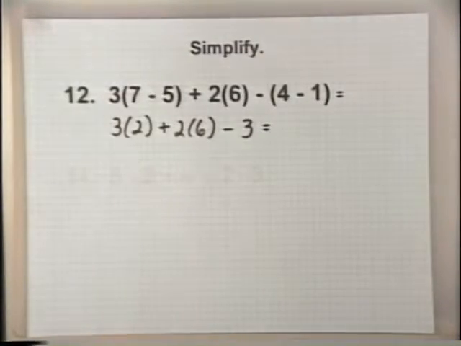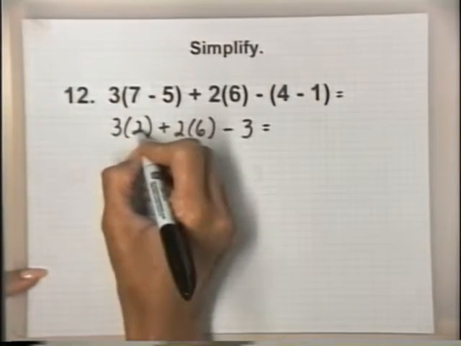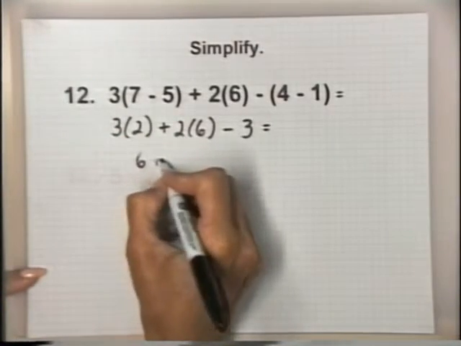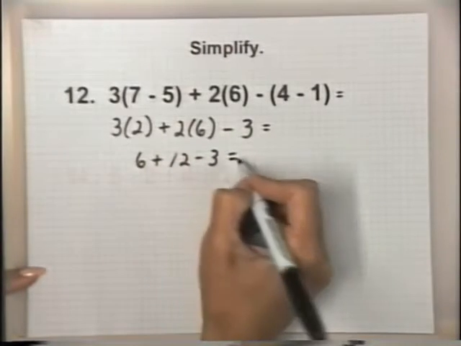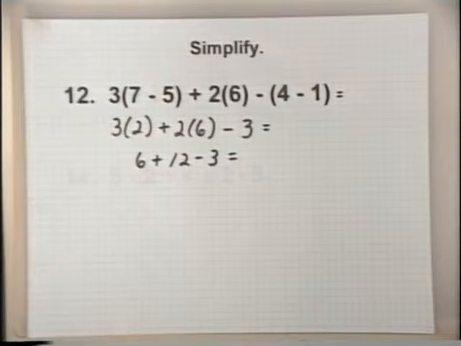Now let's check for exponents. We have no exponents. Next, let's move from left to right and perform any multiplication or division. 3 times 2 is 6, plus 2 times 6 is 12, subtract 3. And last, let's move from left to right and add and subtract.